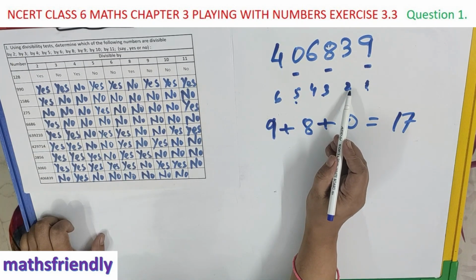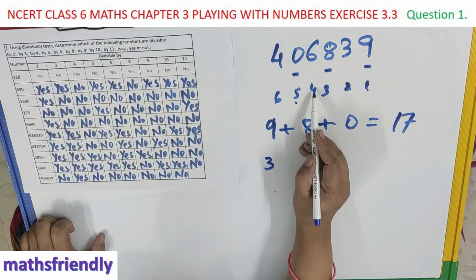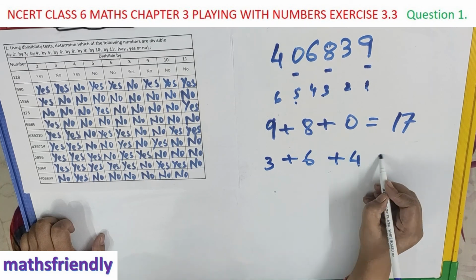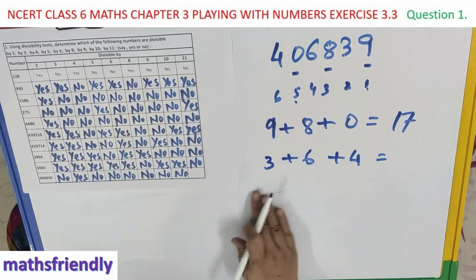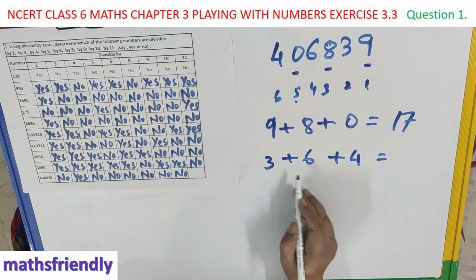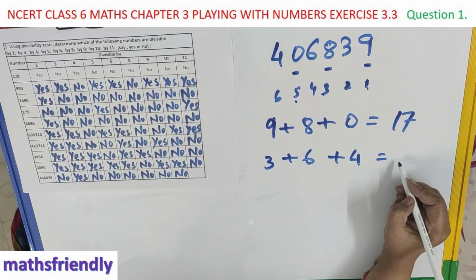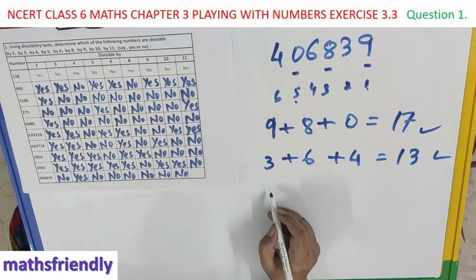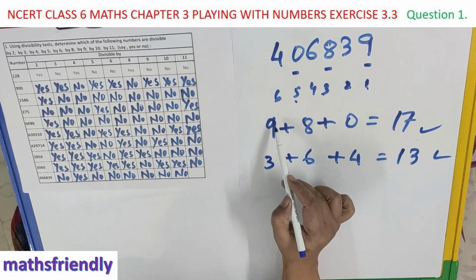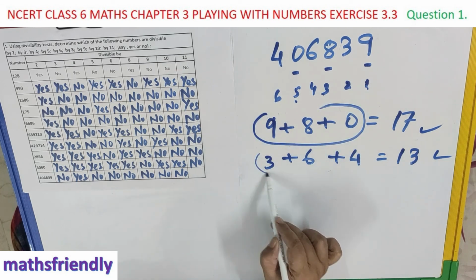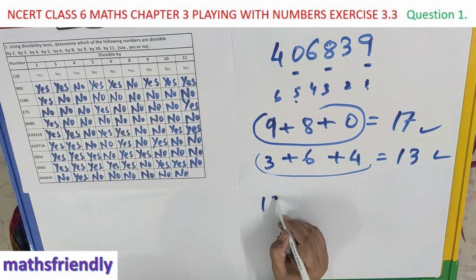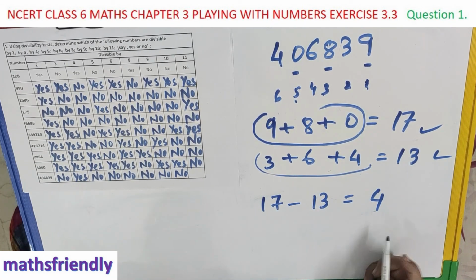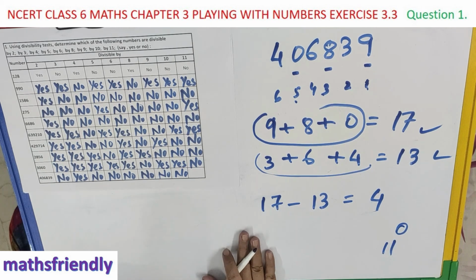The digits at even places are 3, 6 and 4. We have to add these digits also. So what is the result of these? 3 plus 6 is 9, 9 plus 4 is 13. Okay. Now we have to find the difference of these two, means the difference of the sum of the digits at odd places and the sum of the digits at even places. The difference is 4. It is neither 0 nor a multiple of 11.